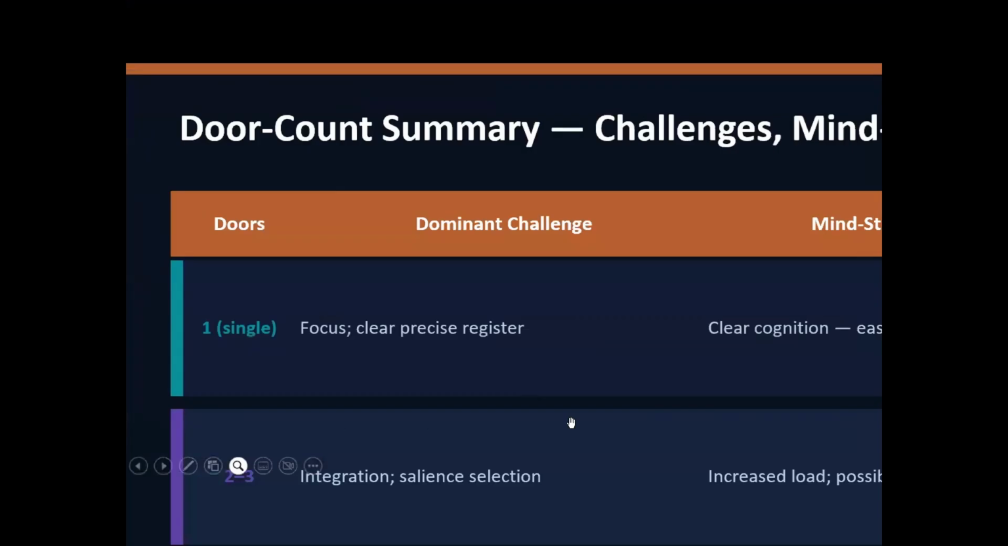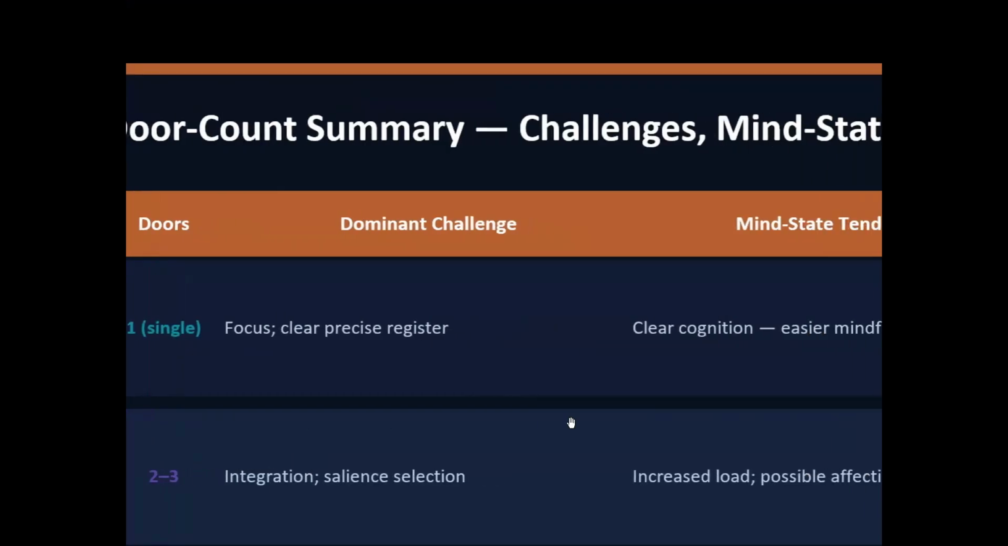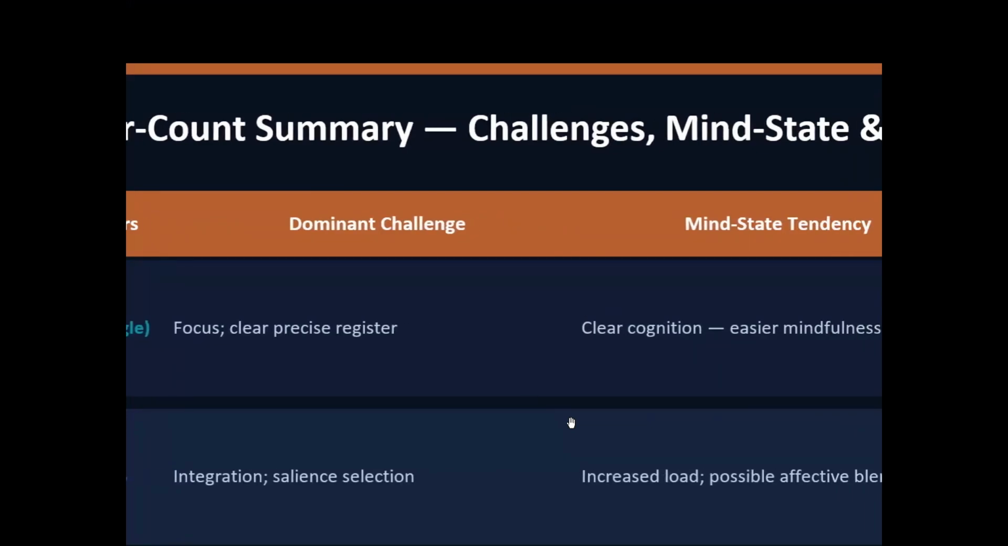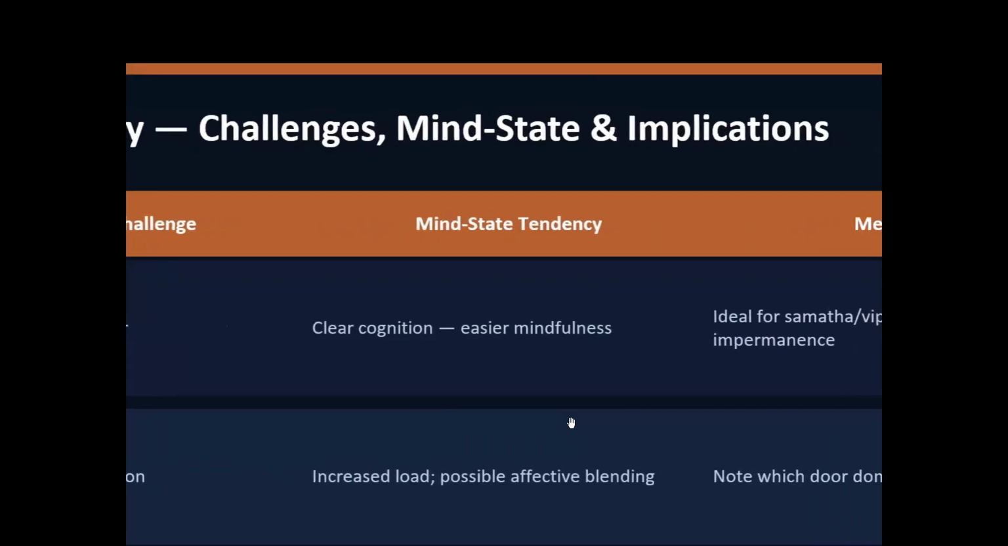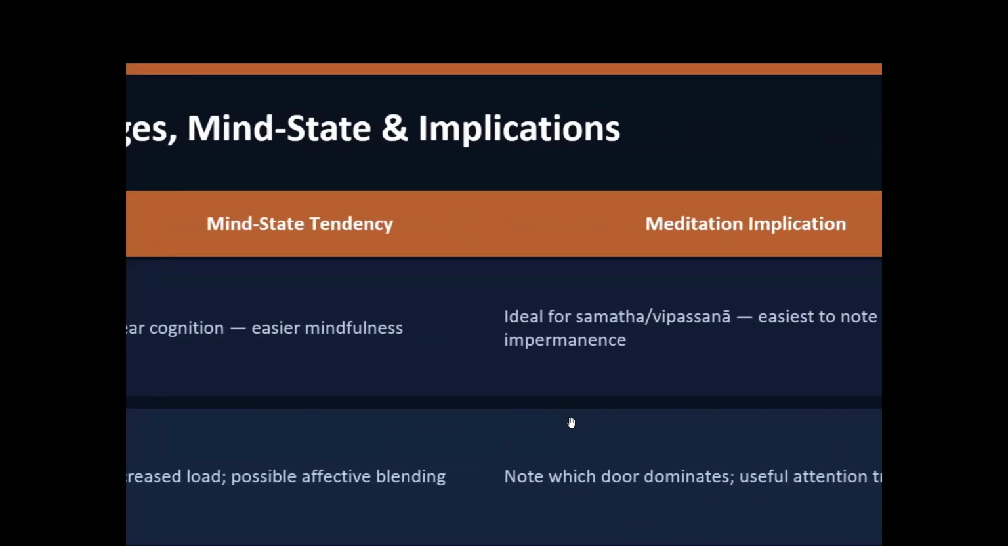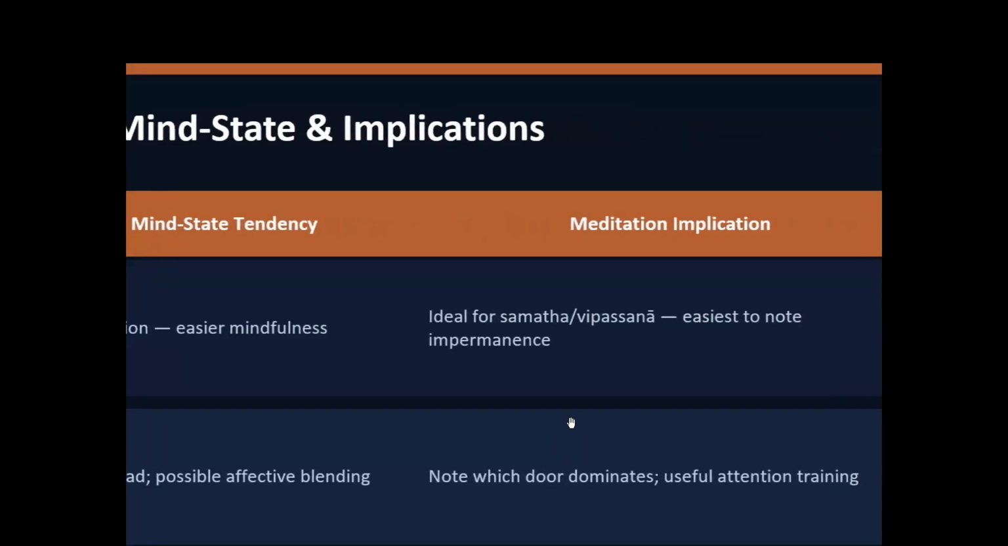For example, if you're single door, we have focus, we have clear precise registration, then you have clear cognition and easier mindfulness. That's why when you go for meditation, they ask you to focus on one thing, on your breath. So you just cut off the rest, just concentrate on your breathing. This is ideal for samatha and later vipassana. It's easier to note impermanence.